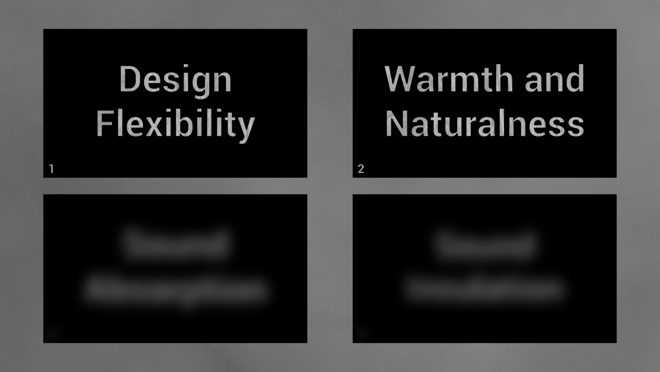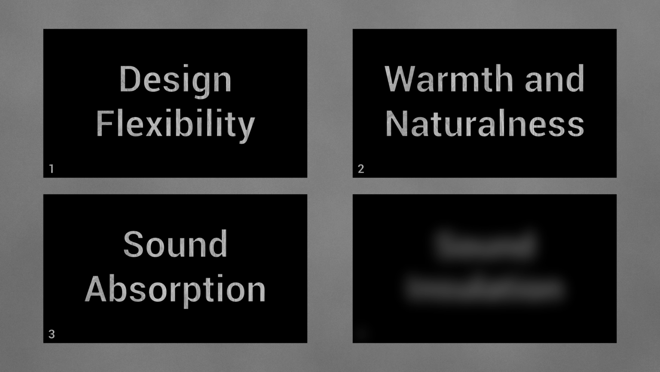Conclusion. So in conclusion, mass timber offers a unique combination of design flexibility, warmth, natural sound diffusion, and effective sound absorption and insulation. These features make it an attractive choice for architects and builders looking to create aesthetically pleasing and acoustically efficient spaces. As mass timber continues to evolve, its applications in architecture are likely to expand, offering innovative solutions for various building needs.